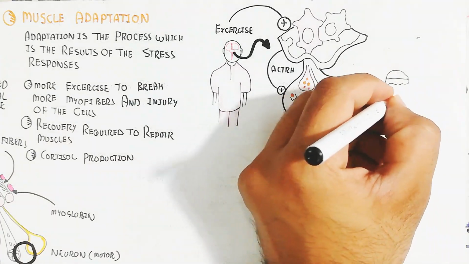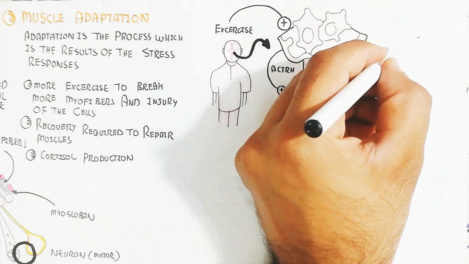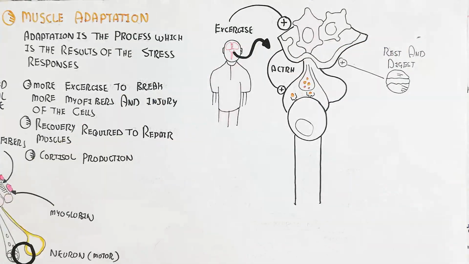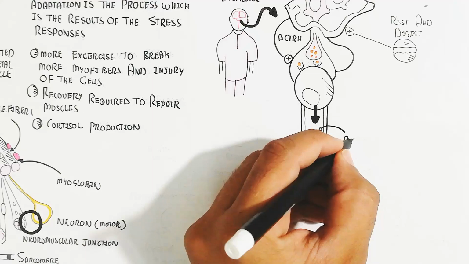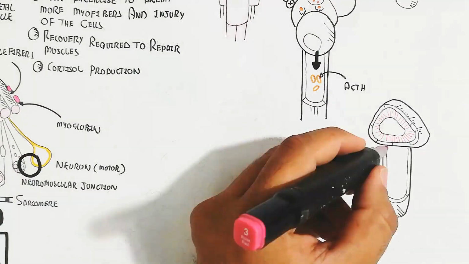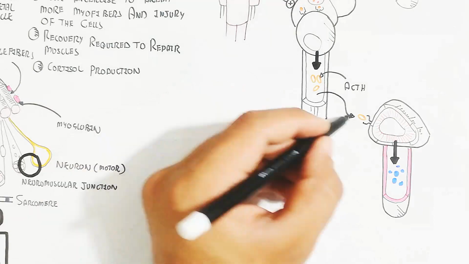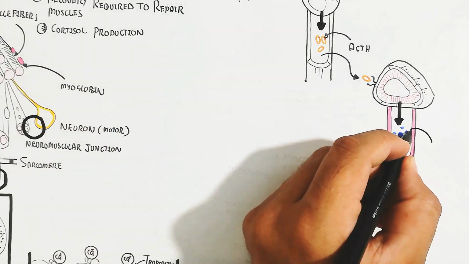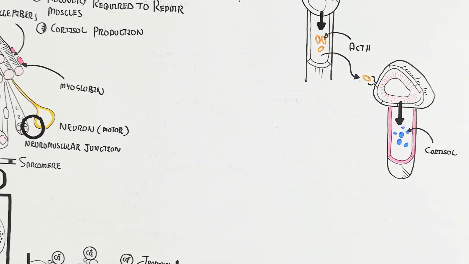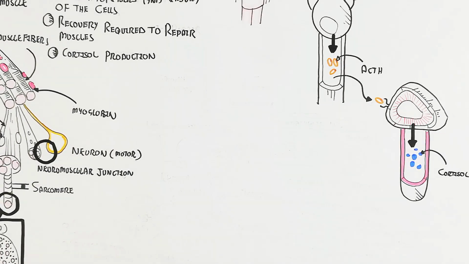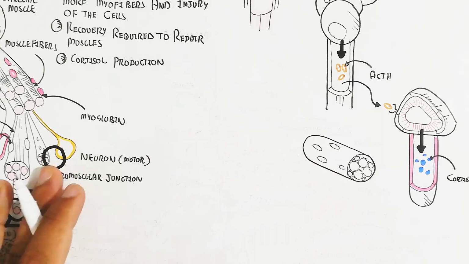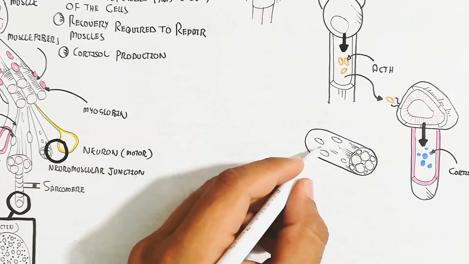Exercise will stimulate the hypothalamus to increase the corticotropin releasing hormone, which stimulates the adenohypophysis to release the adrenocorticotropic hormone, which targets the adrenal gland to produce more cortisol. When cortisol enters the blood circulatory system, after the recovery, the rest and digest works as an opposite function, and we will discuss it later on.